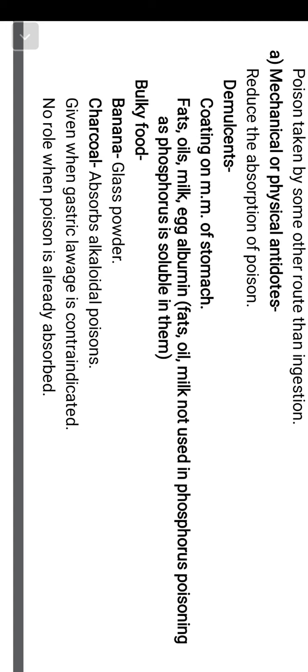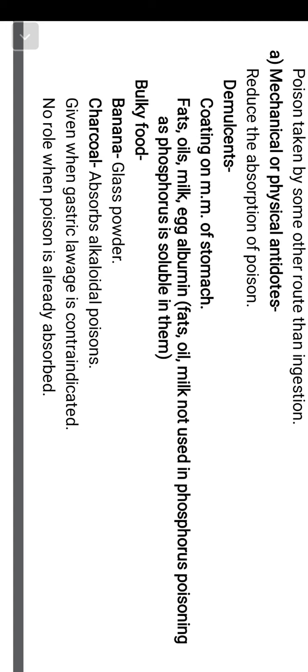Demulcents will create a coating on the gastric mucosa, like fats, oils, milk, egg albumin. They will create the coating over the stomach, and that's why the absorption of the poison will be delayed, and then you can take it out with gastric lavage or vomiting.